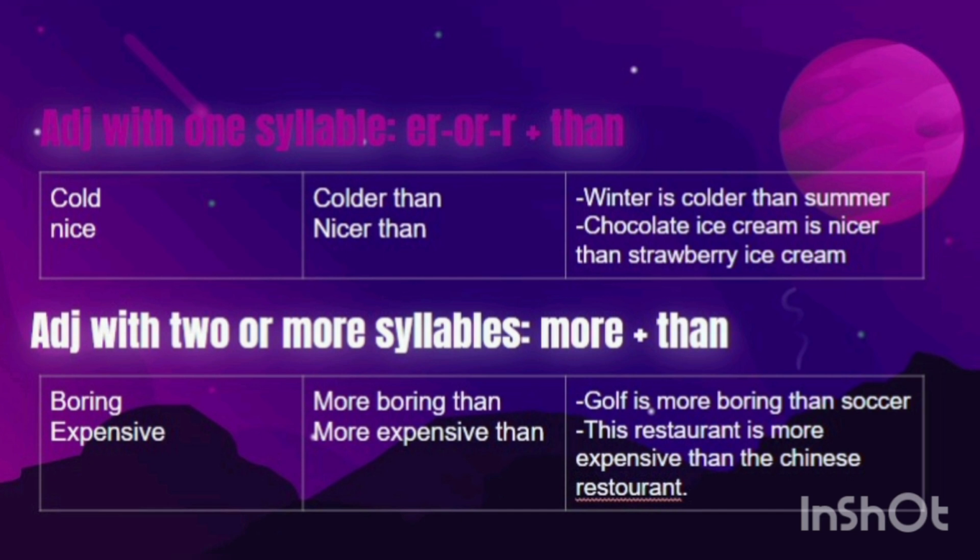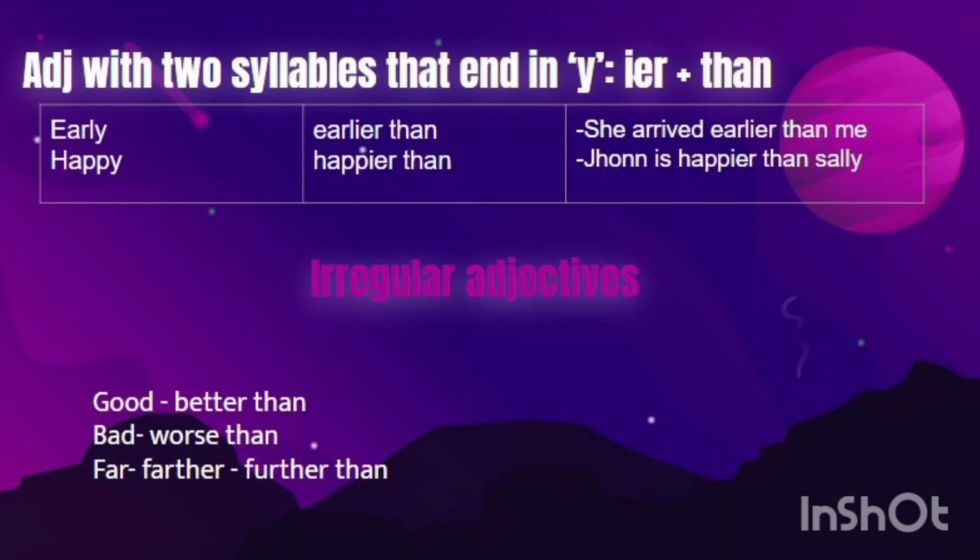Second, for an adjective with two or more syllables, we add more plus the adjective plus than. For example, with expensive, it could be more expensive than, and the example is: this restaurant is more expensive than the Chinese restaurant.